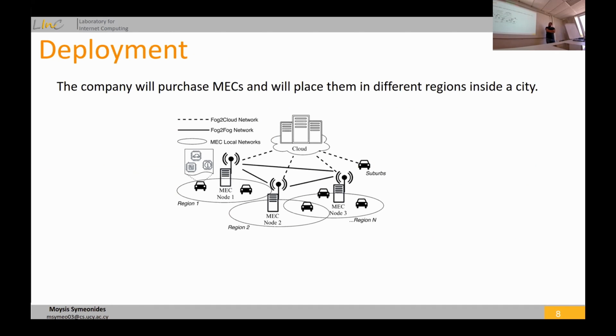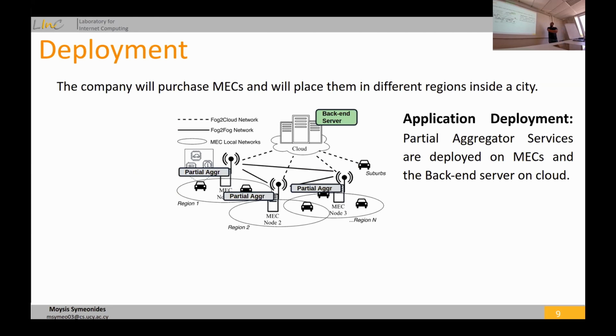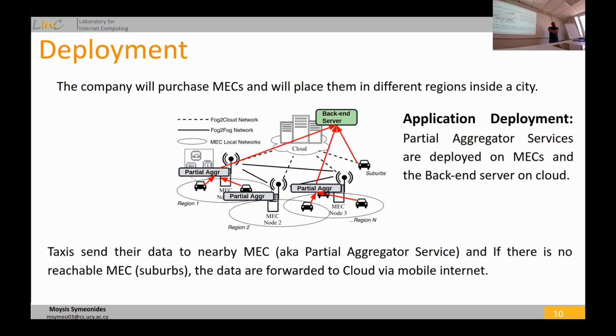So about the infrastructure, the company would purchase MECs, multi-access edge compute nodes, and place them in different regions inside the city. And of course, we'll deploy the application. So the partial aggregators will be deployed on MECs, and the backend server will be deployed on cloud. And taxis will send their data to the nearest MEC, and if there is no reachable MEC, for instance at suburbs, the taxis will forward their data directly to cloud via mobile internet connections.